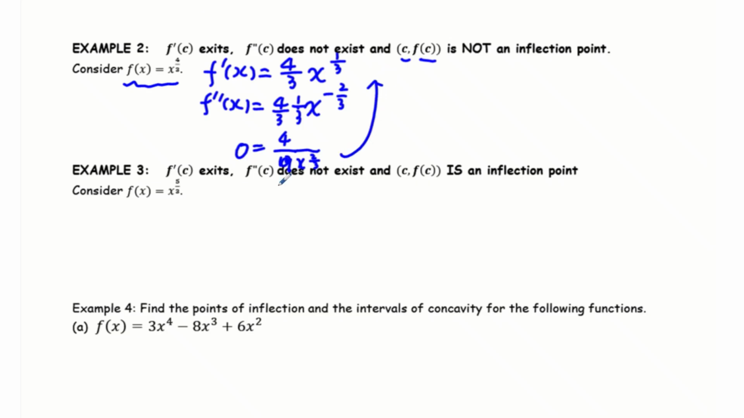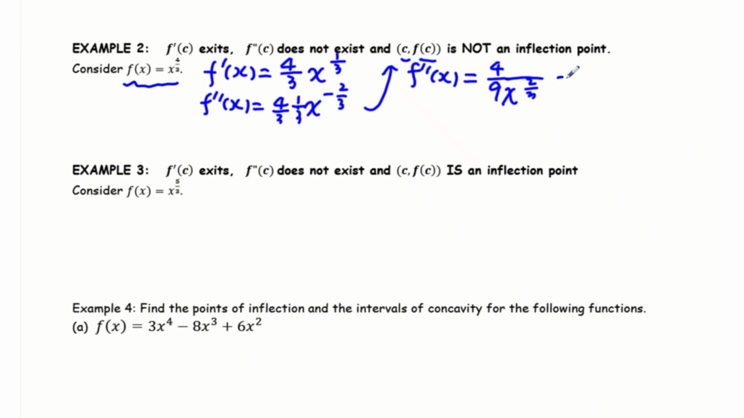So I will rewrite this one. F double prime equals 4/9, bring the x to the denominator. Then let this one equal 0. The numerator is not 0, so we don't have zeros. The denominator, when x equals 0, is undefined. So this is a possible point of inflection.